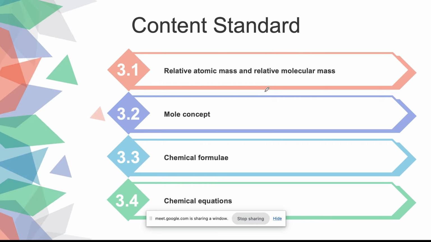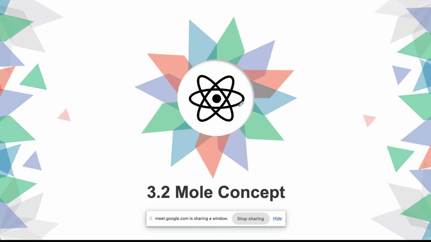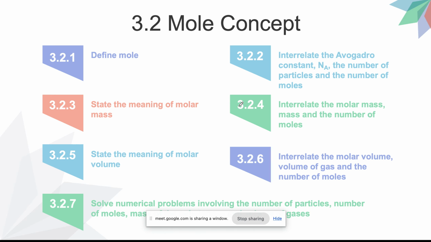3.1 is in another slide. It will be part 1. This is part 2 of this work. Now let's take a look at the mole concept. Here we'll be defining the mole, and we'll relate the mole, the Avogadro's constant, and the number of particles with a formula that relates the mole, the Avogadro constant, and the number of particles in an atom.